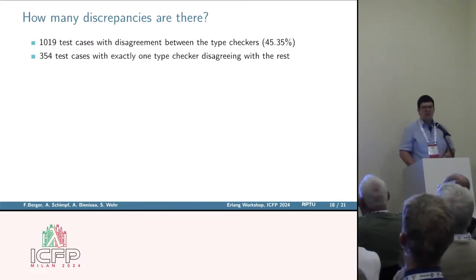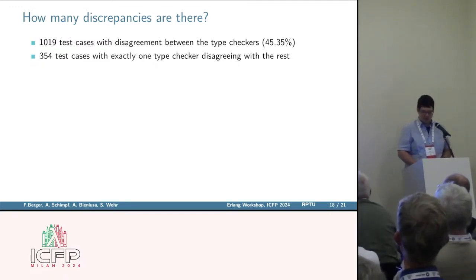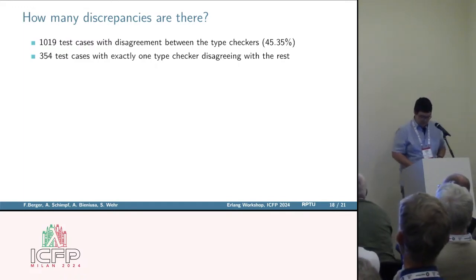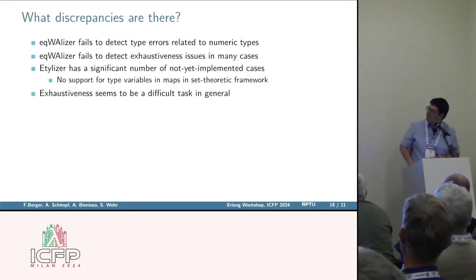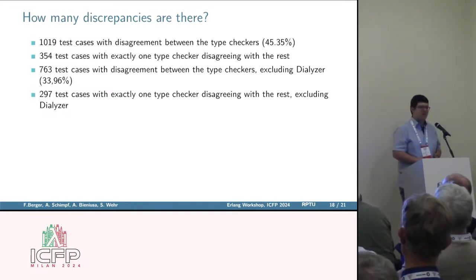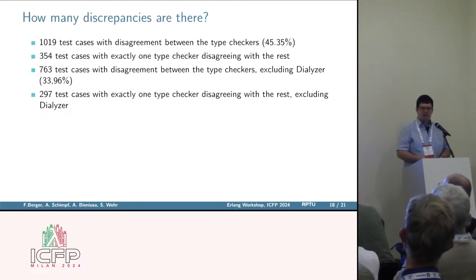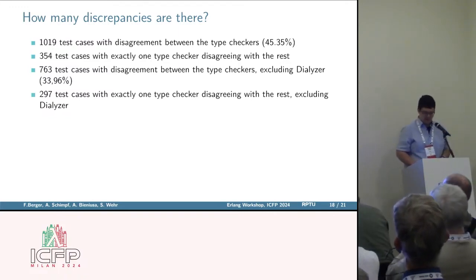Now, before I mentioned that Dialyzer is not a type checker but a static analyzer, so if we remove Dialyzer from the equation, we still get roughly the same results, although now we get only a third of the tests with disagreement. But keep in mind, we also removed 1/4 of all the results that were used for the checking for disagreements before, so it is to be expected that the number is lower now.